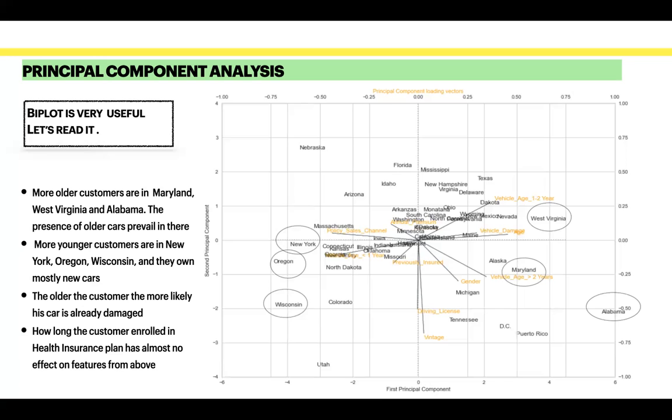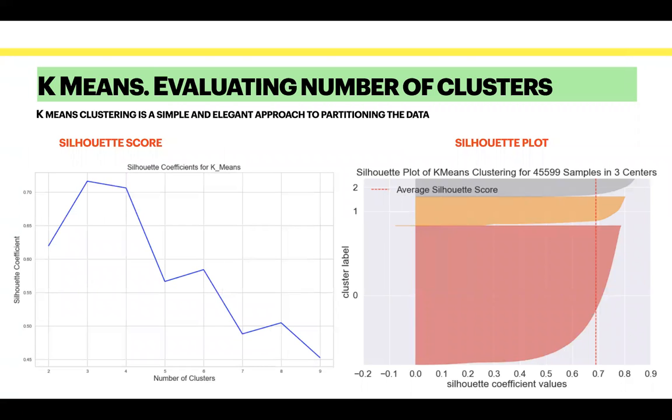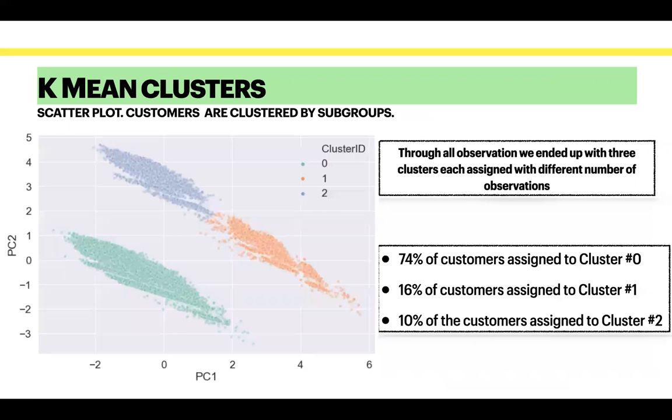So it is time to perform clustering. K-means is a simple and elegant machine learning algorithm that groups data into a number K of clusters specified by the user. Based on the Silhouette score, I chose to specify K equal to 3. So K-means grouped all of the data into 3 distinct clusters. The largest has 74% of the data in it.